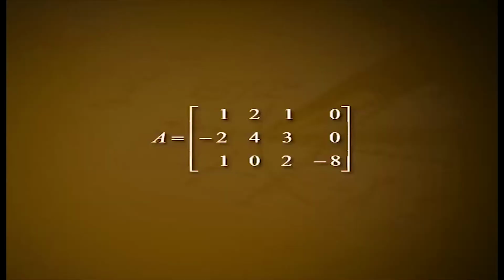By example 2, the normal form of A is [I2 0; 0 0]. Hence, the rank of A is 2. Example 5. Find the rank of the following matrix by reducing to its normal form. A is equal to the matrix [1 2 1 0; -2 4 3 0; 1 0 2 -8].